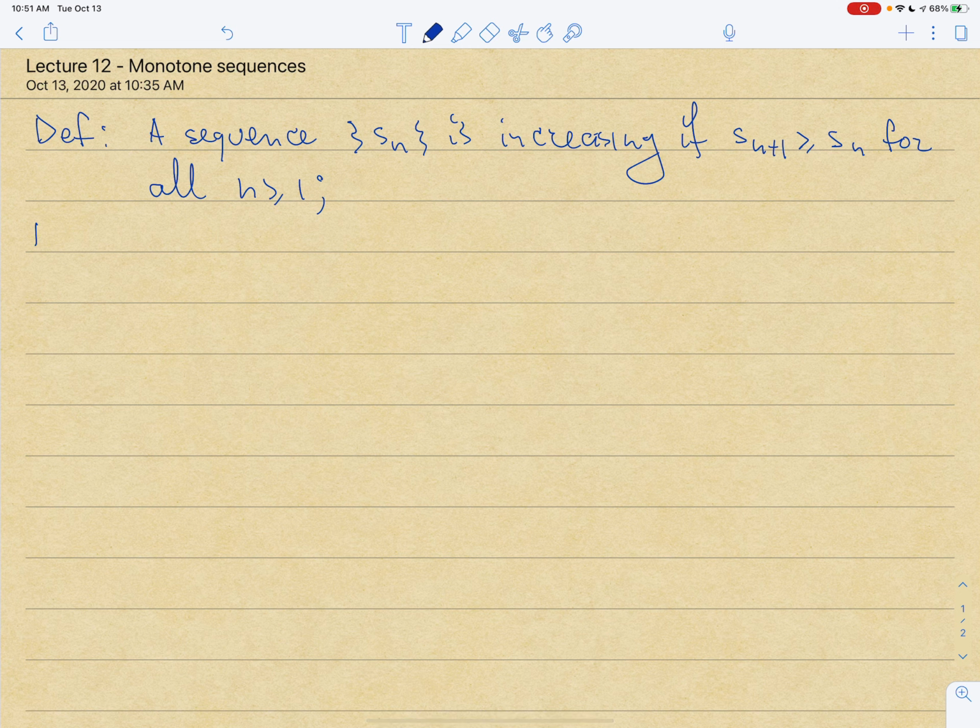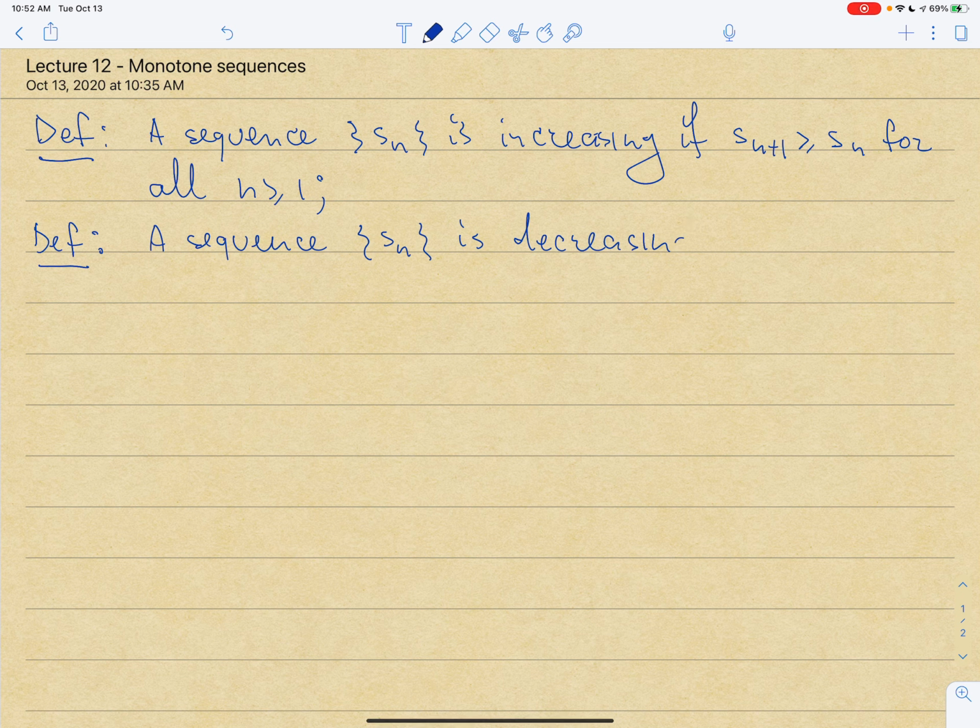Likewise, second definition, basically symmetric to this one. A sequence Sn is decreasing if now each next term is smaller than the previous term. If Sn plus 1 is less or equal than Sn for all n greater or equal than 1.